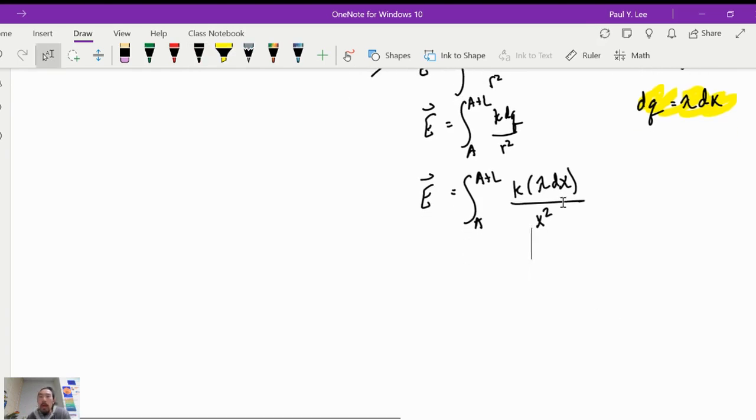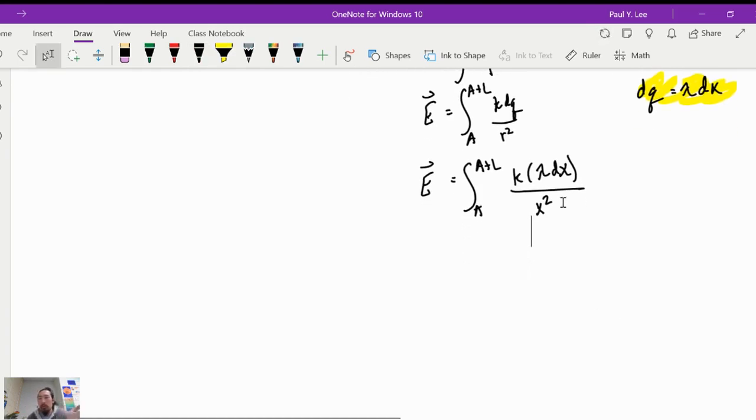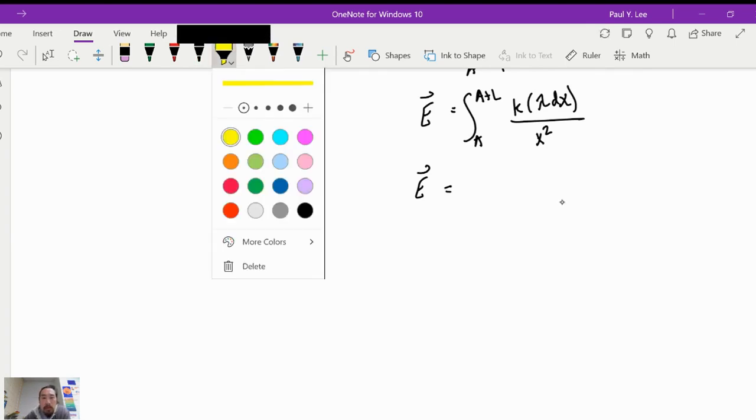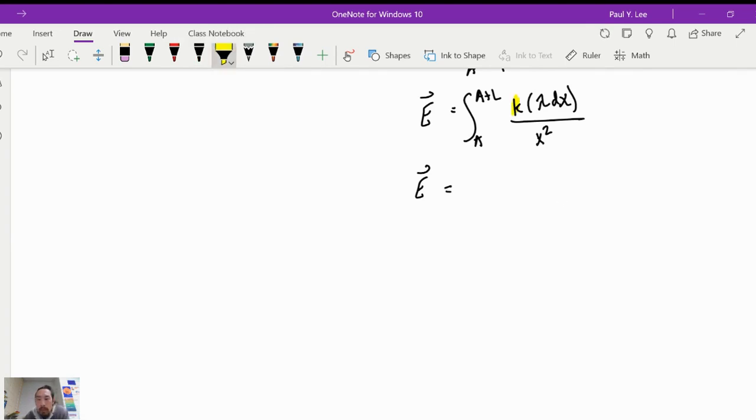All right, now at this point, all the rules of calculus are set in place, and all we have to do is actually do the integral. I don't want to skip any steps, so I'm going to do this step by step. I'm going to pull out all my constants first. I'm going to highlight my constants in yellow. I have k here, and I have lambda here. Those are my constants. I pull them out. k lambda, I have my bounds, a lower bound, a plus l upper bound, that's my length, and we have 1 over x squared dx.